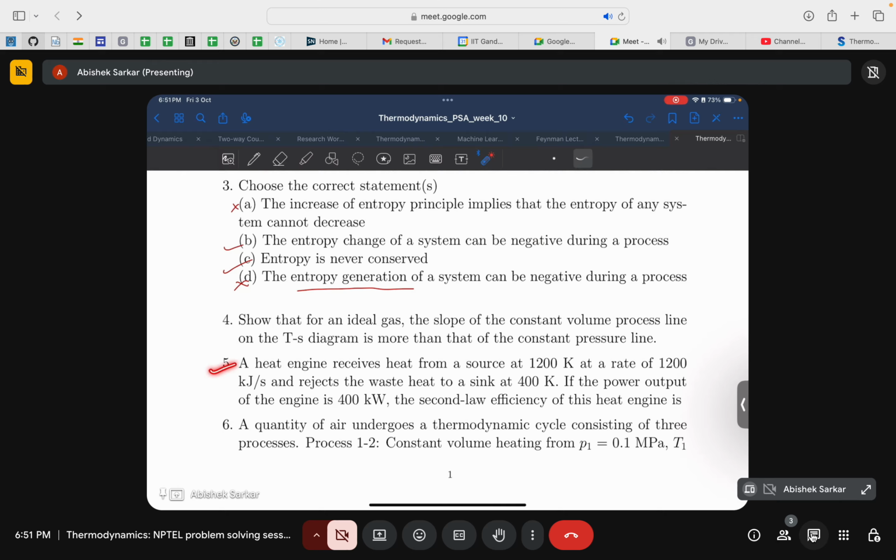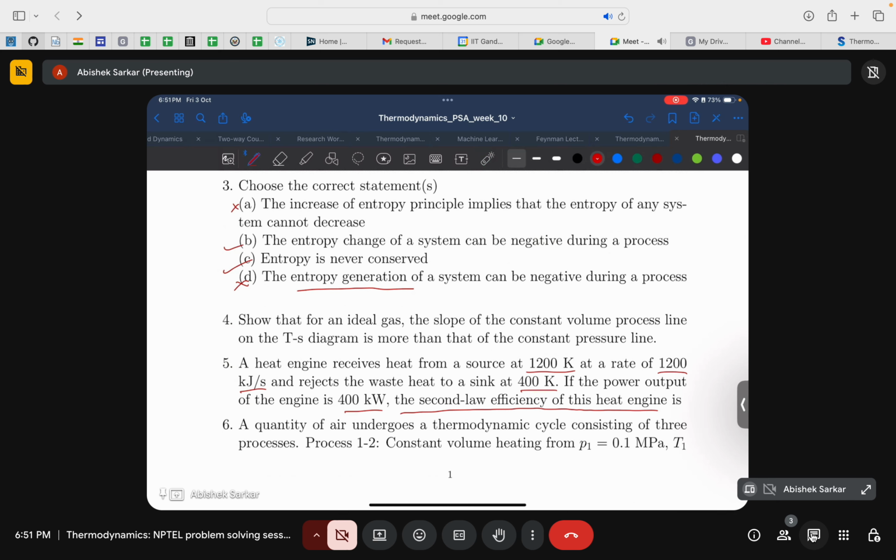Question number 5. A heat engine receives heat from a source at 1200 Kelvin. I'll just try to underline important terms. 1200 Kelvin at a rate of 1200 kilojoule per second and rejects the waste heat to the sink at 400 Kelvin. If the power output of the engine is 400 kilowatt, the second law efficiency of the heat engine is?